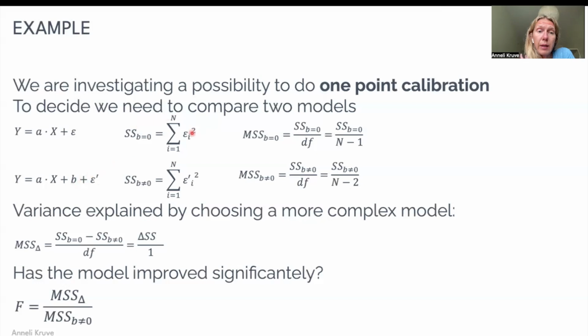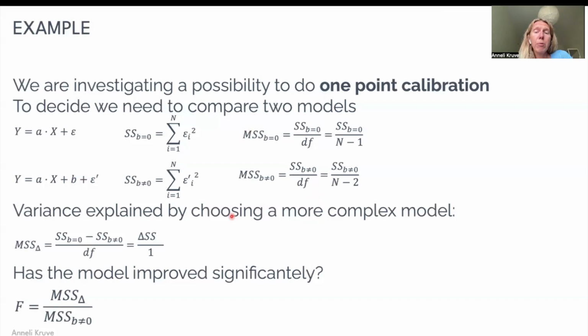In both cases, we can calculate the variance of the residual, the variance not explained by these models, by looking at the sum of squares across all the points that were used for measuring, and then taking into account the degrees of freedom. The degrees of freedom are more when we have only one coefficient, and by one it is less when we have two parameters that are fitted.